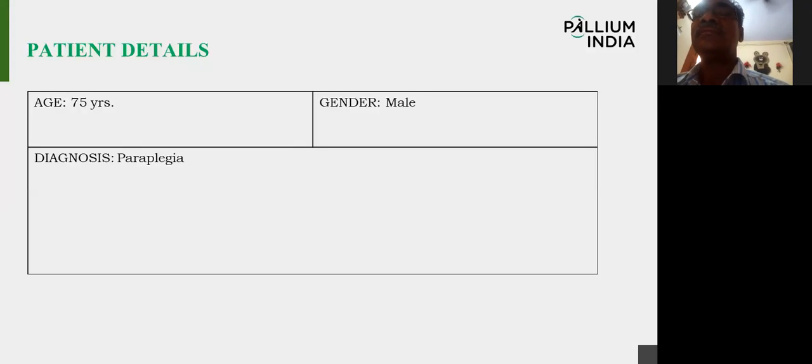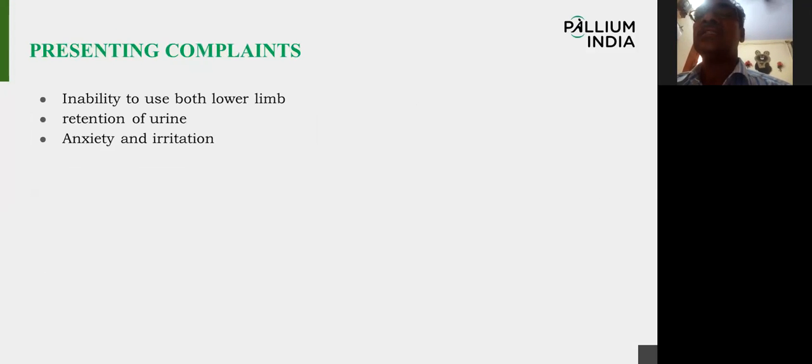I'm going to present a case of a 75-year-old male with a history of not being able to use both legs, diagnosed as paraplegia due to Pott's disease. The presenting complaint was inability to use both lower limbs with retention of urine, and some psychological problems.